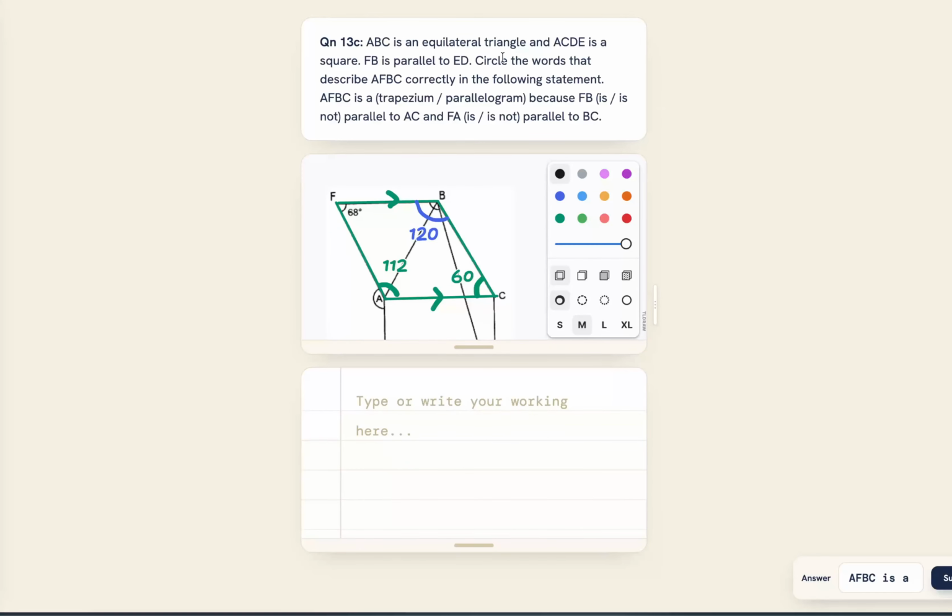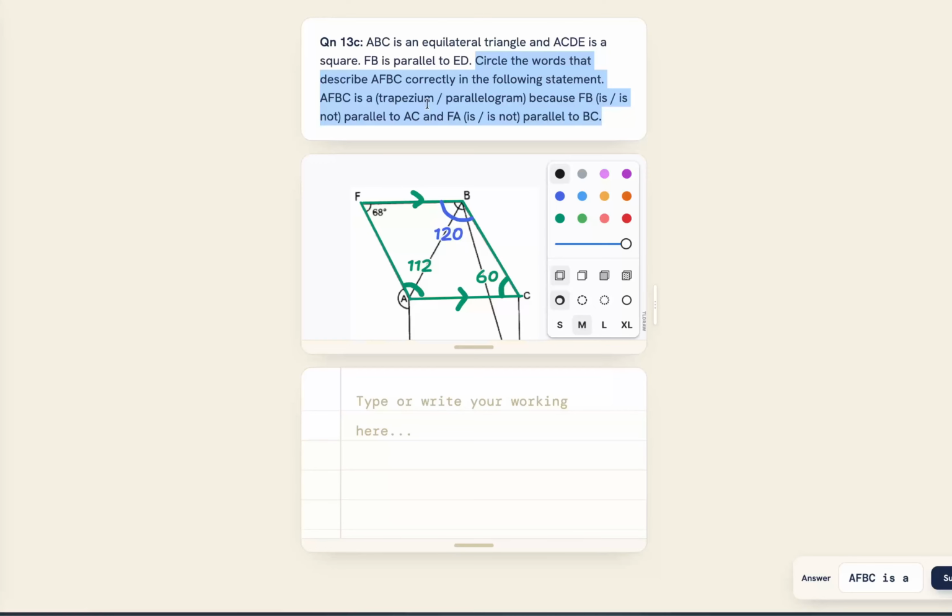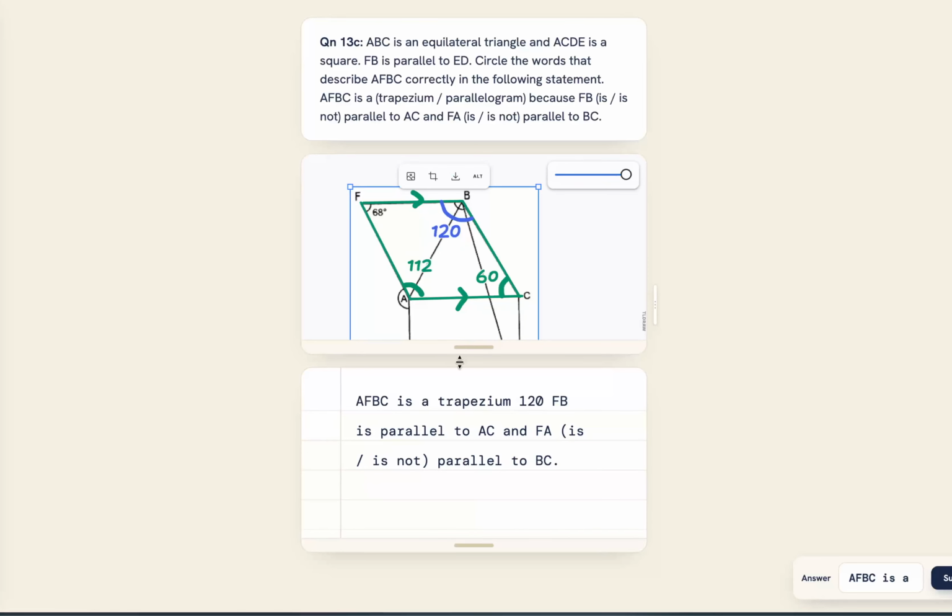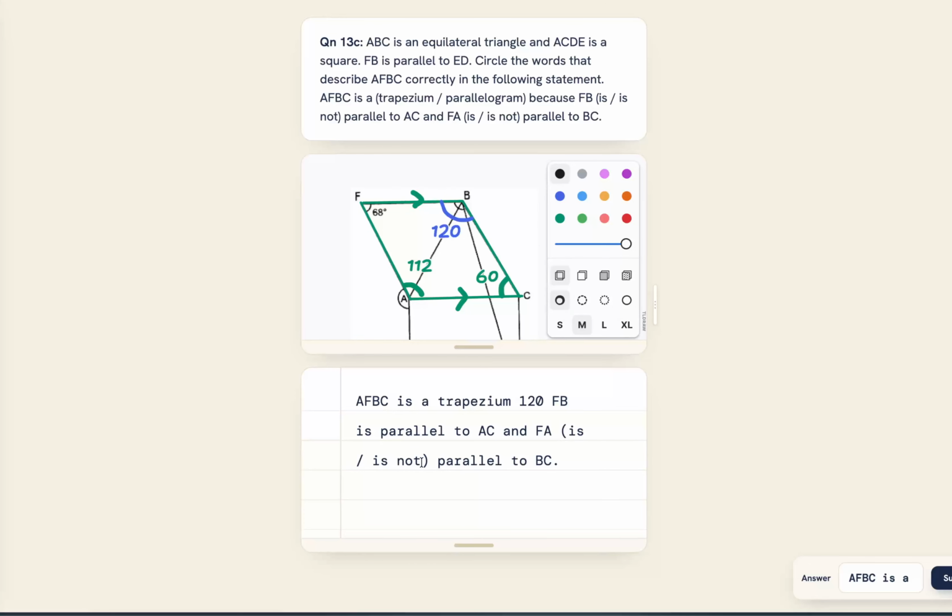So question 13 part C, circle the words that describe AFBC, which is in green, accordingly. AFBC is a trapezium, not a parallelogram, because when we calculated all the angles here, the reason is that FB is parallel to AC, that's what we see over here, but AC is not parallel to BC, what we see over here.